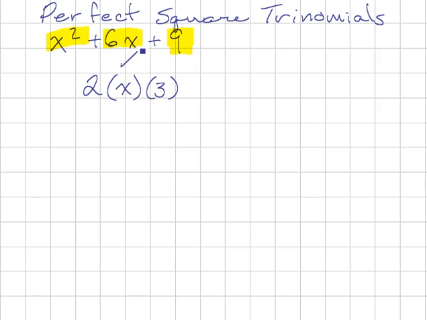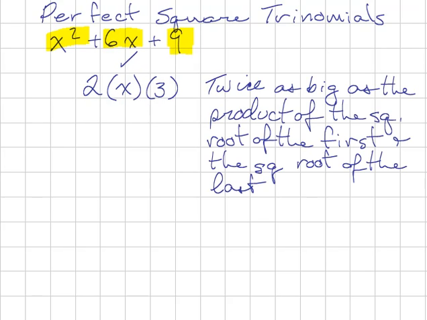So that works out. Needs to be twice as big as the product of the multiplication of the square root of the first and the square root of the last. So 2 times x times 3, or 2 times 3 times x, gives us 6x. Great. So we've identified it as a perfect square trinomial.